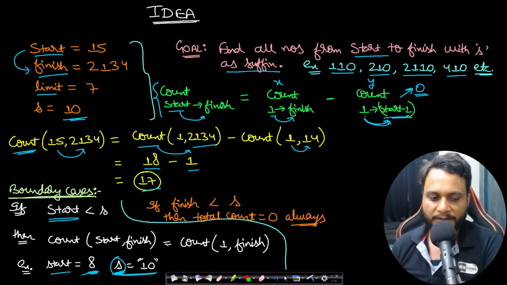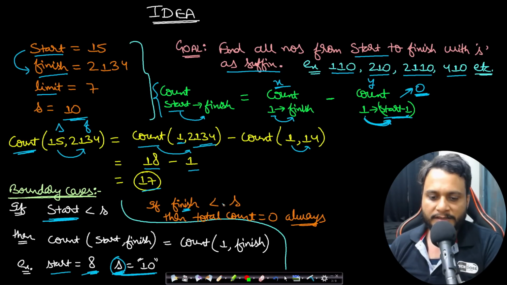That is not going to happen. So this is one boundary case where I will say that if start is less than s, then counting from 1 to start minus 1 will always be 0. So I will not calculate it. Rather, I will just return the answer from start to finish as 1 to finish simply. And you just return the value x as the answer, right?